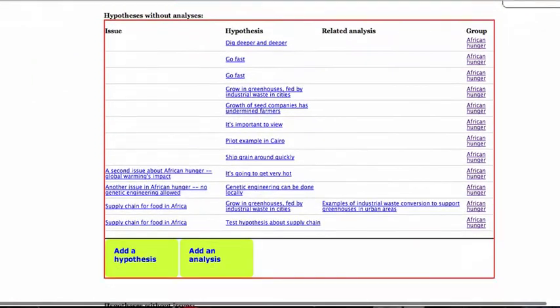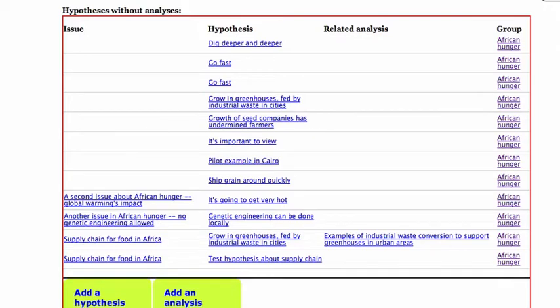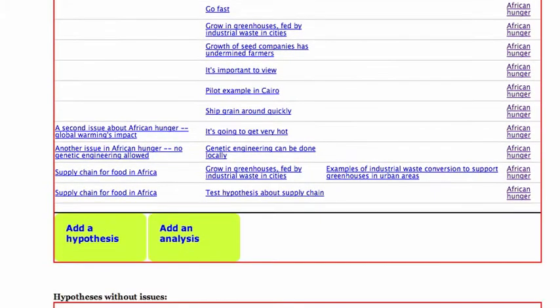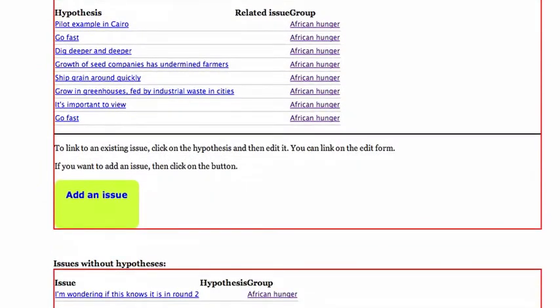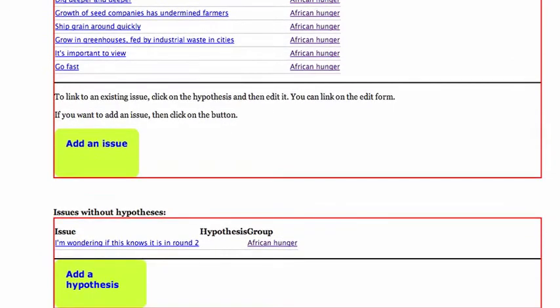They can also check to see which hypotheses have been raised. Perhaps they are ideas originally that have been converted to hypotheses that have no related analysis with them. Figure out what we need to do and add the analysis. We also might find that there are some hypotheses that have been raised that have no issues, or some issues that have been raised that have no hypotheses. In each case, we'd want to fill in the gaps so that we have a thorough and complete and structured approach to the problem.